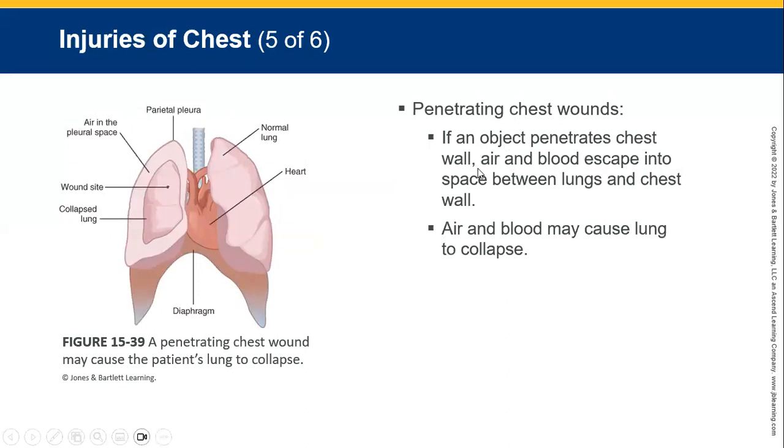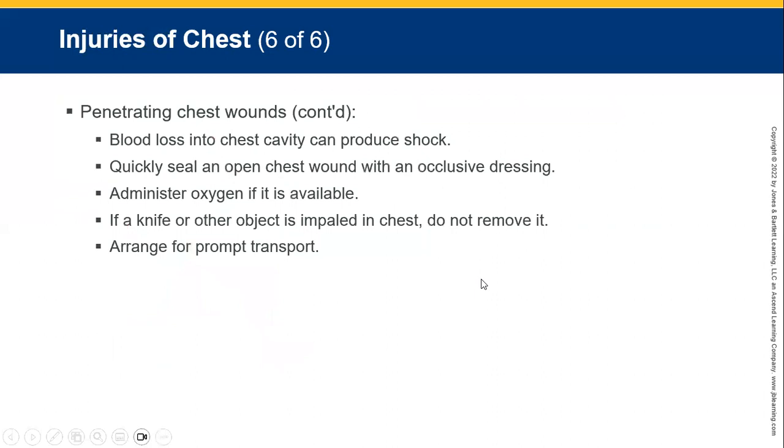Talking about penetrating chest wounds, air and blood could escape into the pleural cavity, the chest cavity, causing air and blood to build up, which may cause the lung to collapse. A collapsed lung is called a tension pneumothorax. We need to watch for blood loss, seal the chest wound as quickly as we can with an occlusive dressing, and administer oxygen if available. If a knife or other object is impaled in the chest, do not remove it and keep it in place. Arrange rapid transport to hospital.